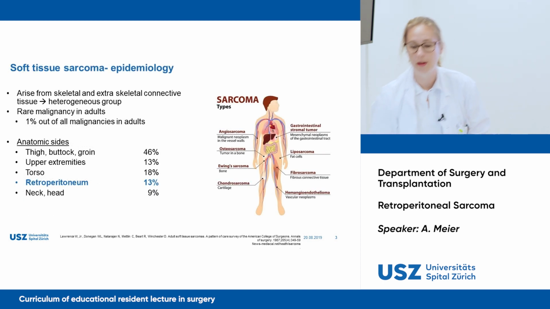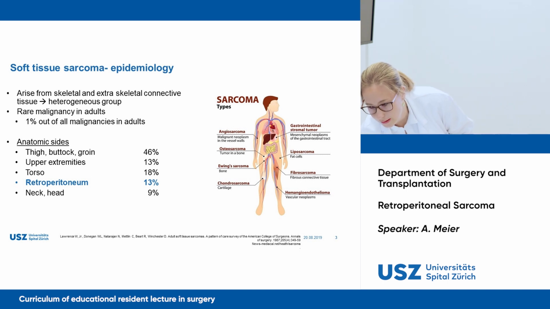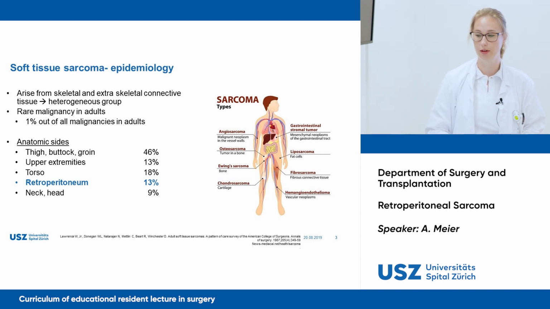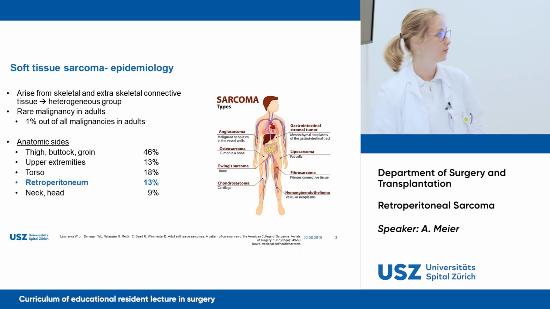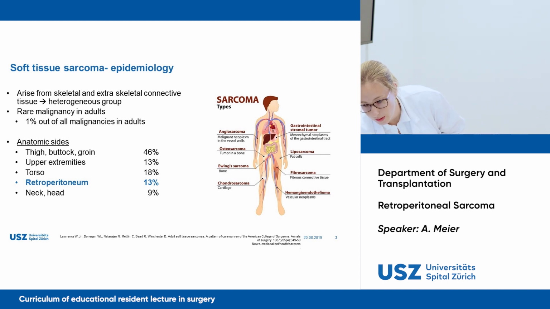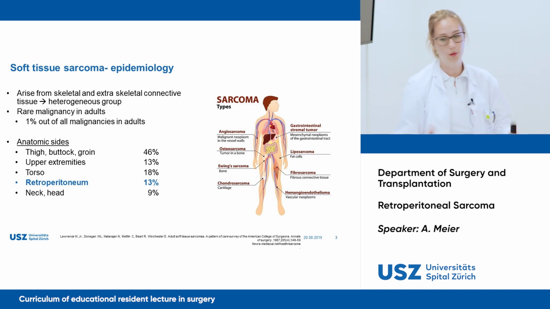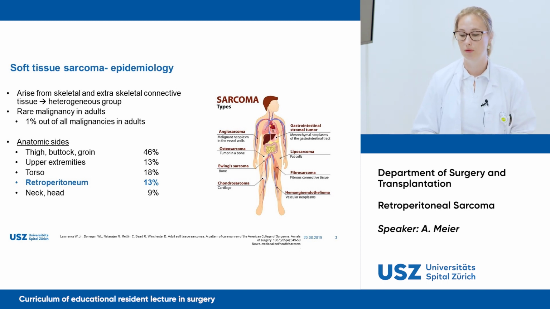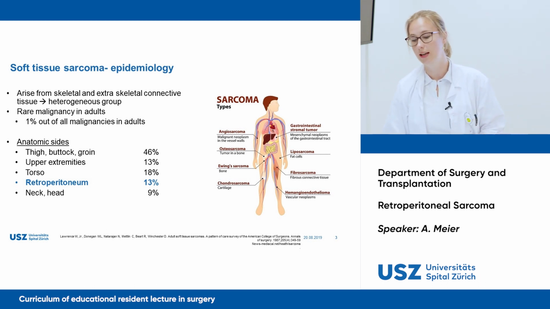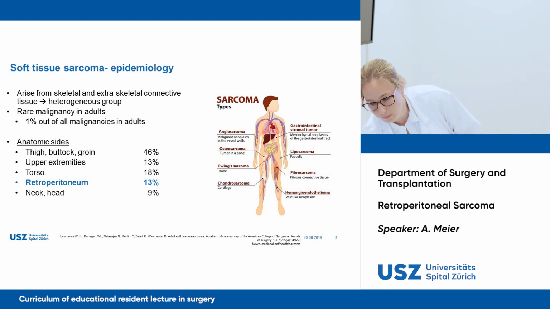Talking about soft tissue sarcomas is a wide field, and epidemiologically you see that it arises from skeletal and extraskeletal connective tissue. It's a heterogeneous group and it's really rare in adults, about 1% of all malignancies in adults. About the anatomic sites, we have to keep in mind that it's all over the body: the thigh, the buttock, groin, the upper extremities, the torso, the retroperitoneum, neck and head, but I just want to focus on the retroperitoneum.